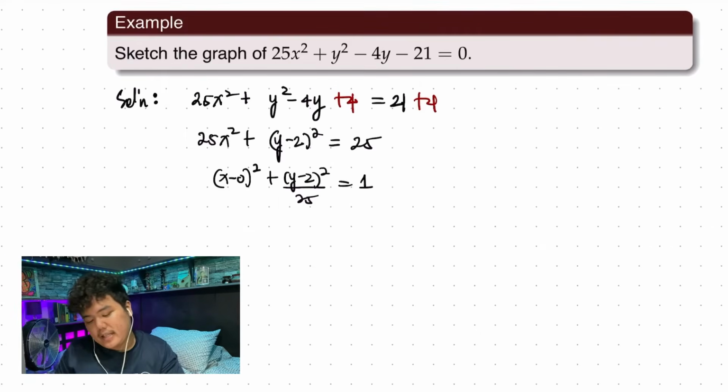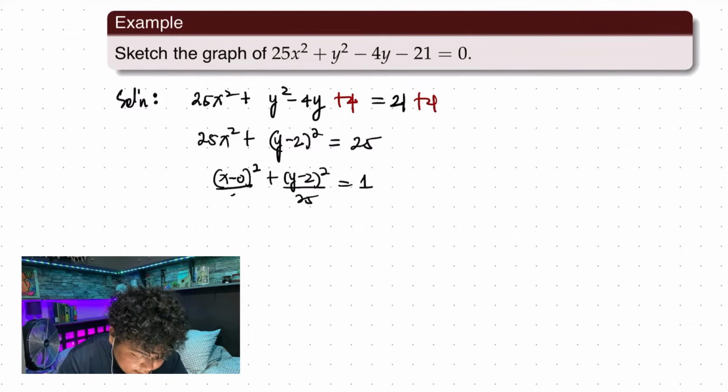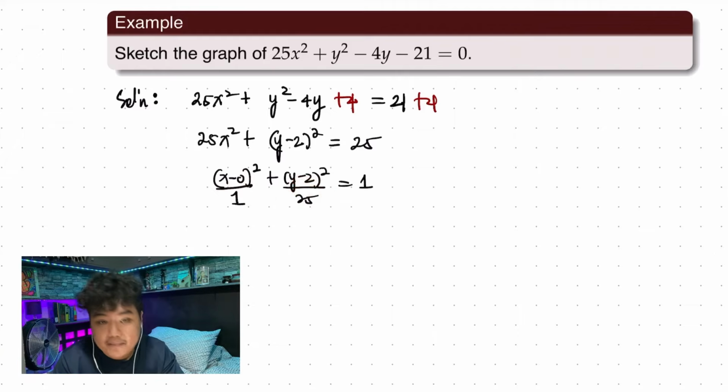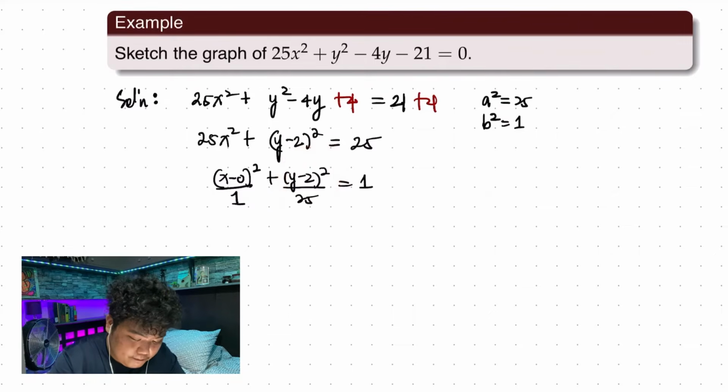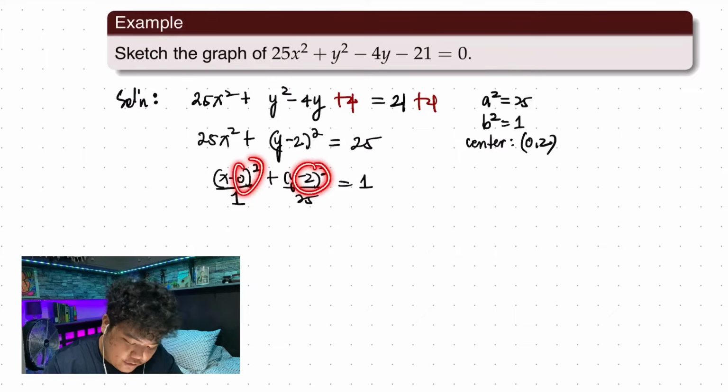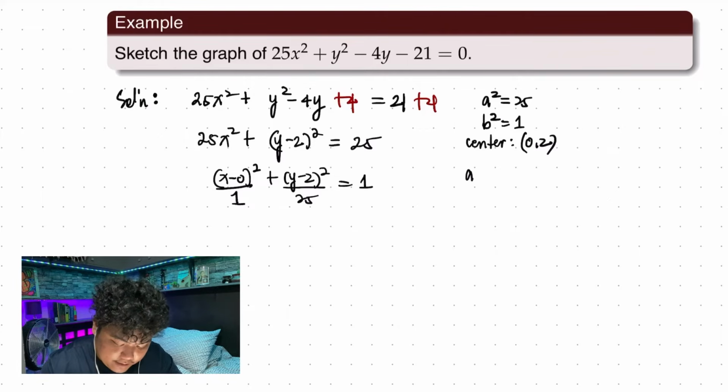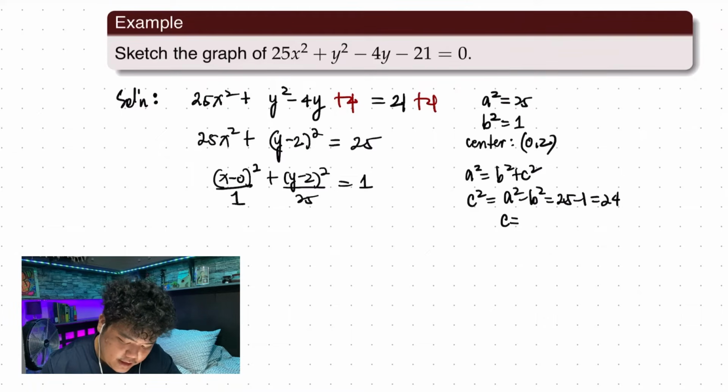So yung next thing, we have to identify the orientation. So, kung makikita ninyo, this is 1, this is 25. Yung mas malaki that is a square. So, a square is equal to 25 and b square is 1. So, the orientation of that ellipse is vertical. And the center is 0, 2. Dito nang galing yung 0, dito nang galing yung 2. And what is C? Kasi gusto ko na rin kuhanin yung focus pag ginraph natin. So, a square equal to b square plus c square. So, c square is a square minus b square or 25 minus 1, 24. So, c is square root of 24 or 2 square root of 6. While a is 5, b is 1.